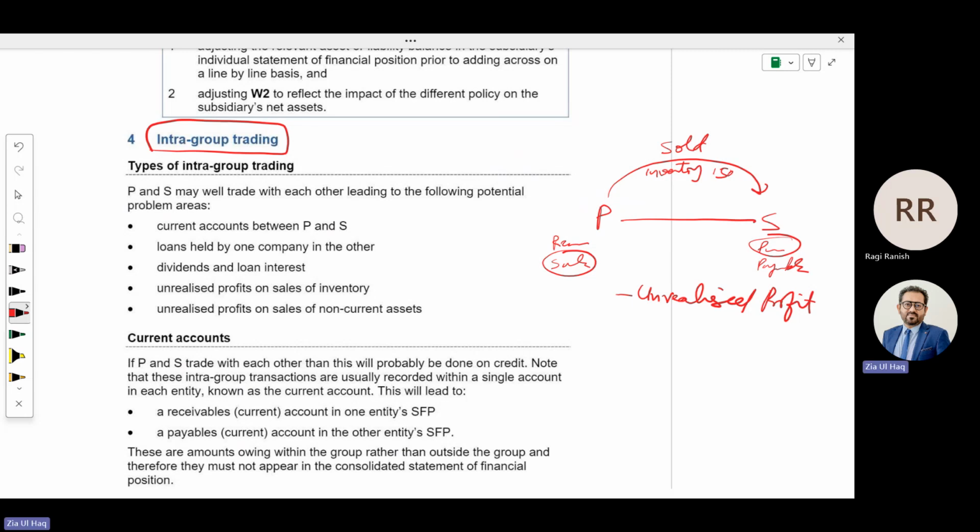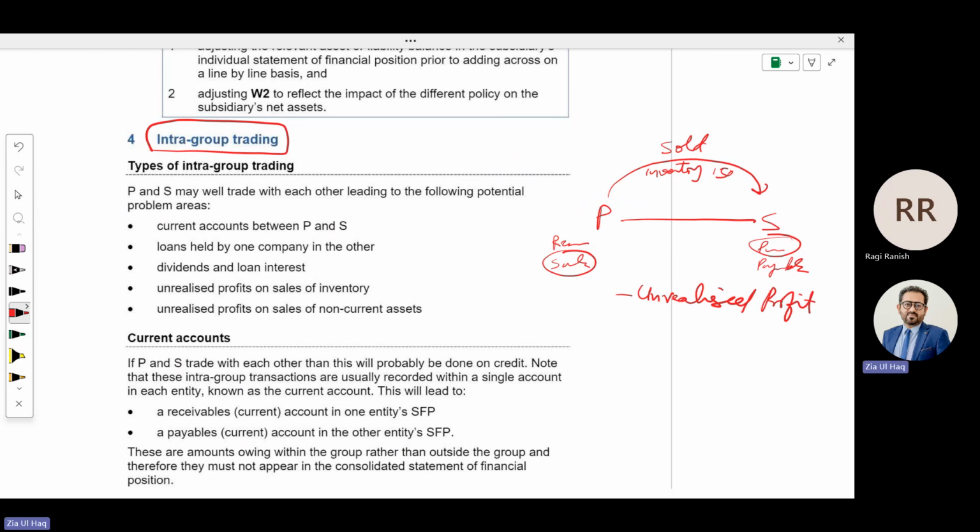Where is this unrealized profit part included? That is included in inventory, because subsidiary purchased the inventory at the similar amount they recorded in purchases, where inventory is. That is also recorded in parent company retained earnings through sales profit. So we need to deduct it from inventory and from retained earnings.